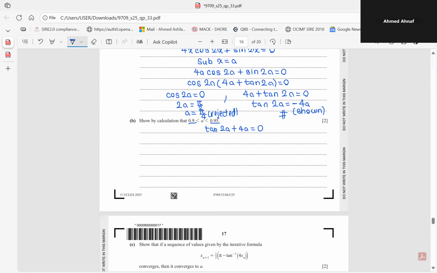All right, and now we're going to substitute a equals 0.9. So tangent of 2 times 0.9 plus 4 times 0.9 would be equal to, don't forget to set it to radians. Since a is in radians, you'll get a negative answer. So express it to 3 s.f., so minus 0.686 to 3 s.f.